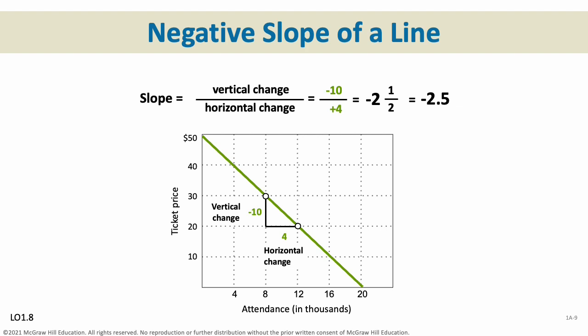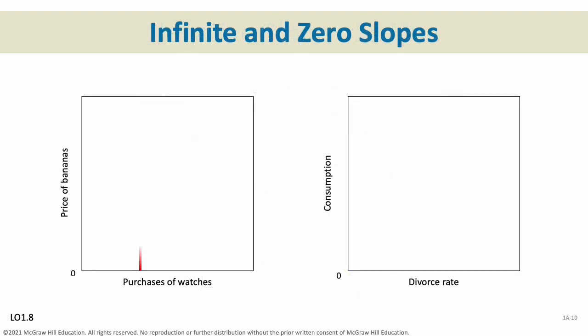You can also have lines with infinite and zero slope, and we'll look at why you can get this later on in this class, but a couple of examples would be purchase of watches to price of bananas. That's an infinite slope. There is no relationship. So what that means is the purchase of watches does not change based on the price of bananas. Whereas you can have a zero slope, consumption versus divorce rate, whereas consumption is going to stay the same once again based off of divorce rate. So in this case, you can have an infinite or a zero slope depending on what variable does not change.